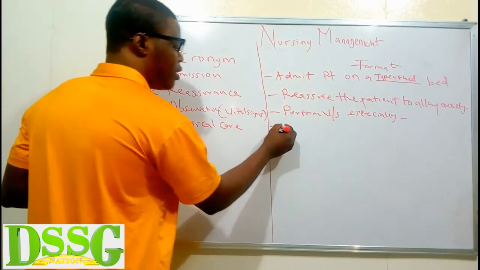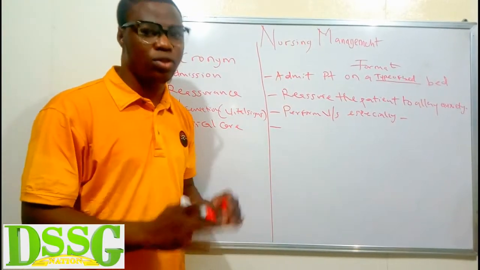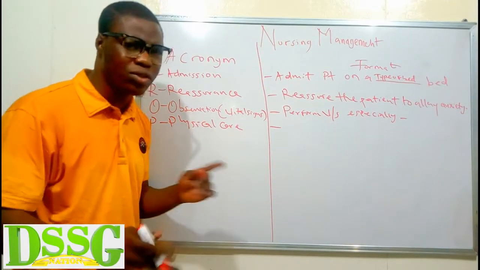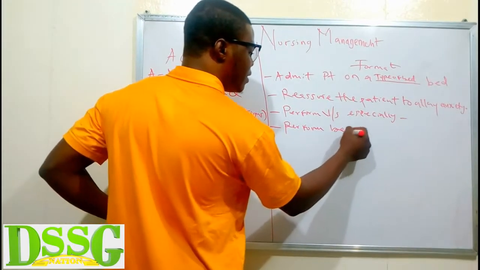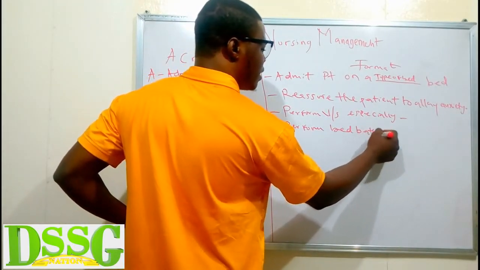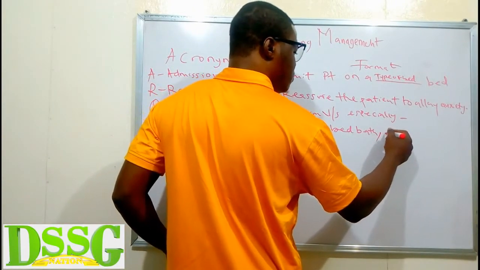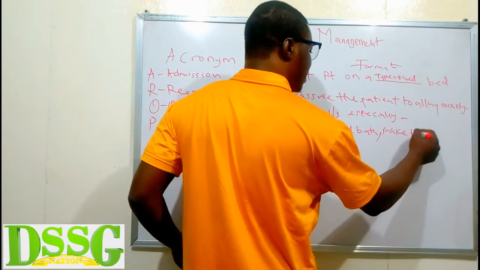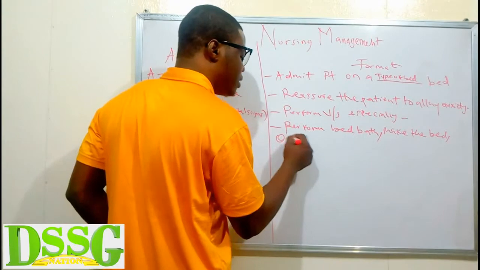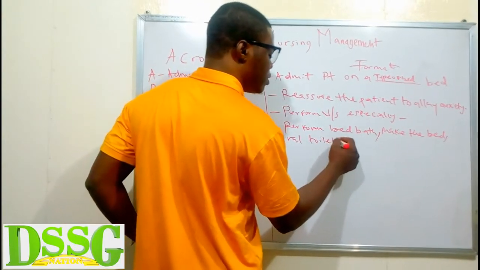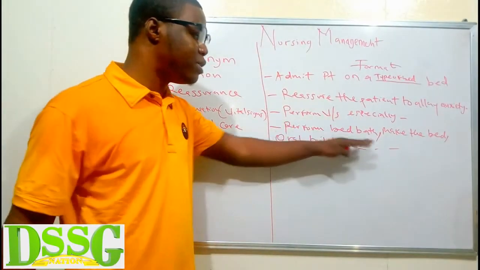Physical care. Now, this one varies too, but it has its own constant thing that you are going to do. So in the hospital, the physical care we used to do is what? Just say perform bed bath, or you say assisted bed bath. So make the bed. So they are physical care. And then what are other physical cares? Oral toileting, etc. So all these, just put it there first, you get a mark.